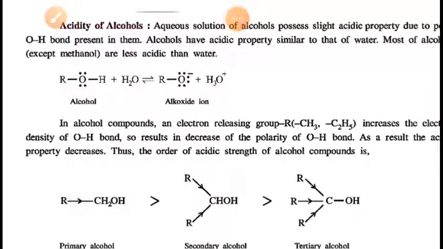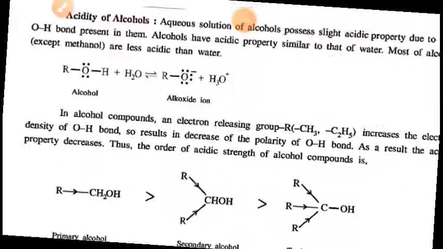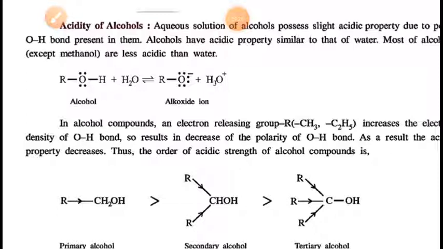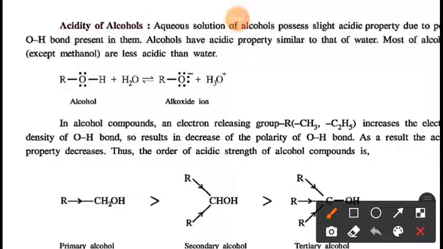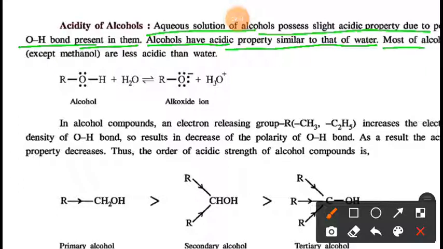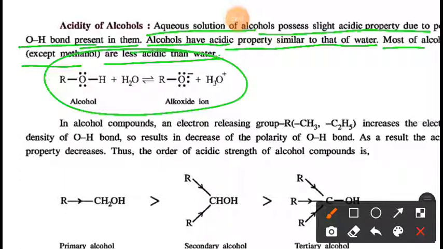As you can see here, acidity and basicity of alcohol has also been given. When we talk about the acidity of alcohol, let me explain. The aqueous solution of alcohol possesses slightly acidic property due to the polar OH bond present in them. Alcohol gives acidic property similar to water, and most alcohols except methanol are less acidic than water, as you can see here, and we have also discussed this, right?